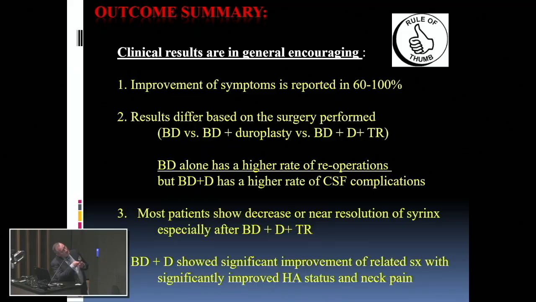Well, finally, outcome summary. Improvement of symptoms is reported in roughly 80% of patients. Results differ based on the surgery performed. I think this is the way to go. Do the bony decompression plus the duraplasty. Bony decompression alone has a higher rate of reoperations. Nobody wants that. Nobody needs that. It's expensive and it takes you out of your day-to-day work, right?